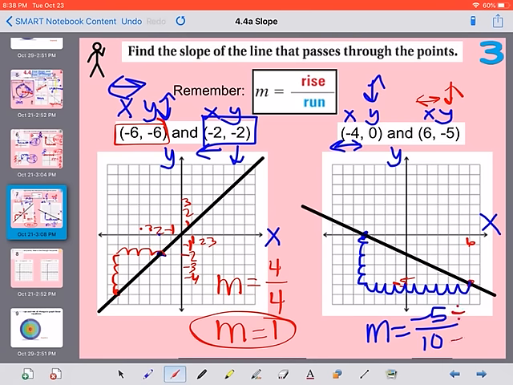We simplify our fractions by dividing, they both have the number 5 in common. 5 divided by 5 is 1, and it's negative. 10 divided by 5 is 2. So simplified, we have -1/2. And it makes sense because if we were to walk across this, we'd be going downhill.